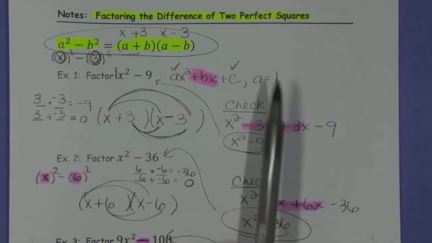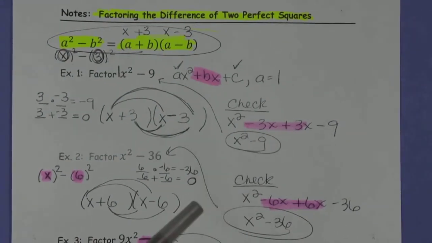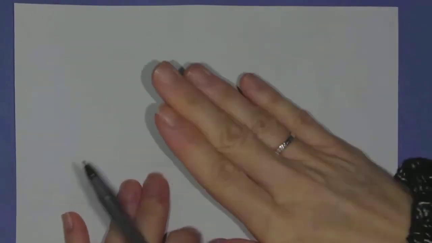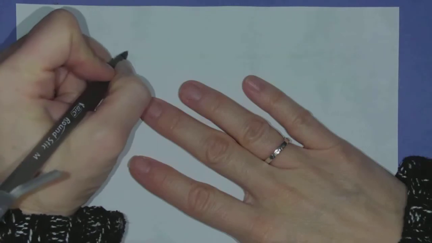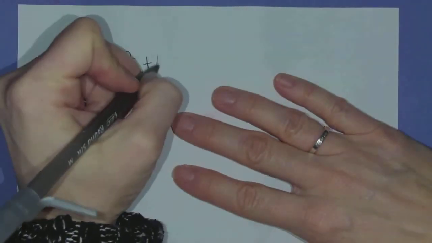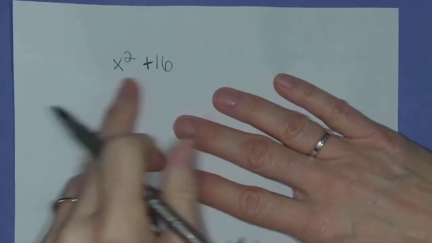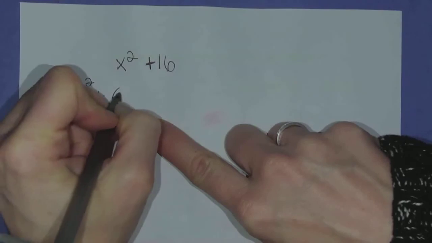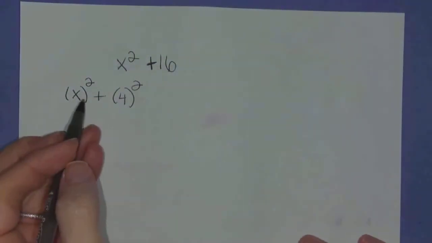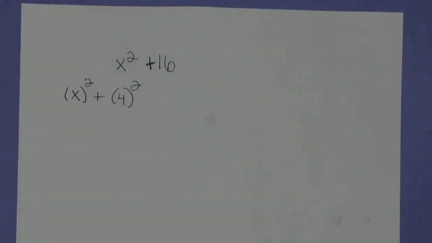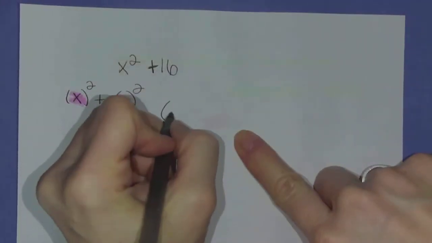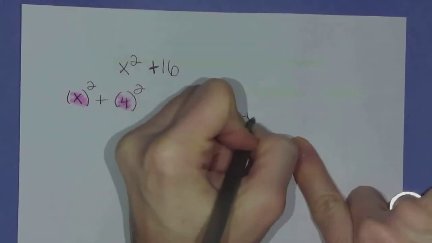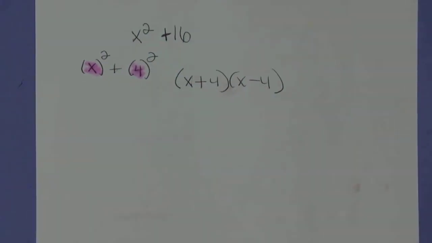Now, before we leave this video, there's one last thing I want to do, and this is a common mistake I've seen over the years, so I'm going to flip this over. Students will often see a problem like this. Let me just make this up. Let's say it's x squared plus 16, okay? And at first glance, they see the x squared, and they see 16 as 4 squared. So right away, they're like, okay, so here's my a, here's my b, and so my final answer must be x plus 4, x minus 4. They circle that, and they walk away.